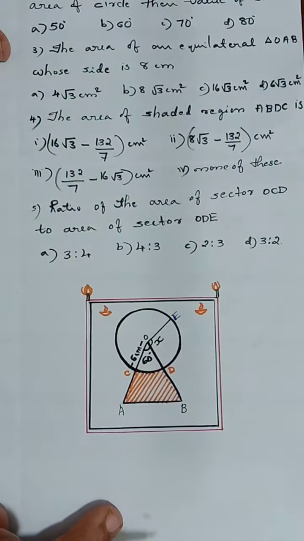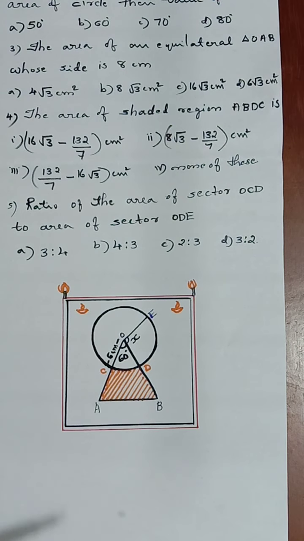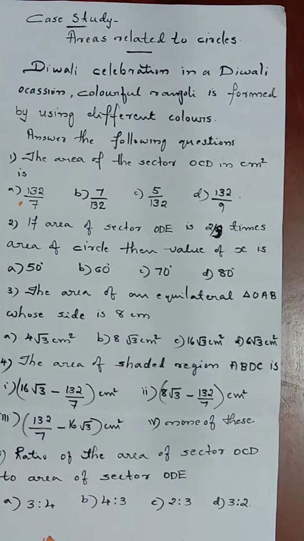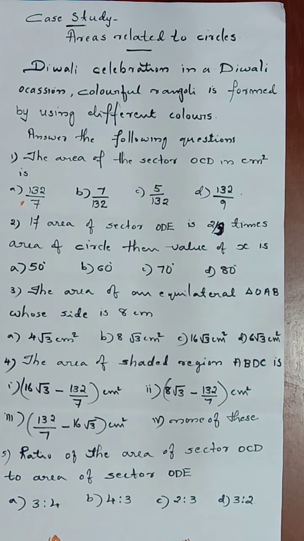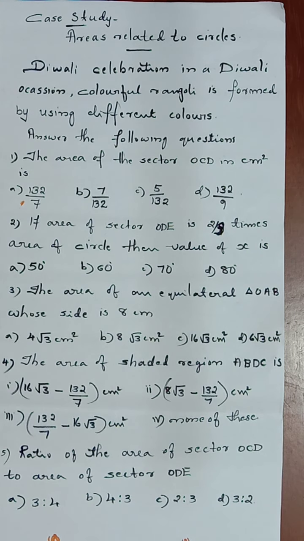You have to go through. This is the figure given to you. You can see the rangoli. Now let us see the questions. Here we have the question. Answer the following question. Area of the sector OCD in cm square is.